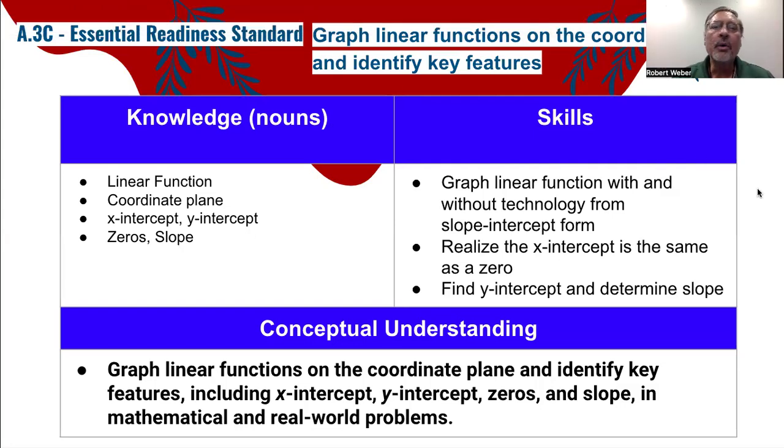Graphing linear functions on the coordinate plane and identifying key features. Content that you have to teach: linear functions, coordinate plane, x-intercept, y-intercept, zeros, and slope. The skills is to be able to graph with and without technology, probably from slope-intercept form, especially because if you're using Desmos, or that's the easiest form in my opinion, to be able to graph by hand. Students have to realize the x-intercept is the same as a zero and the y-intercept. X and y intercepts are where they intersect the x and y axis. And of course, we've got determining slope from the previous TEK that we worked with.